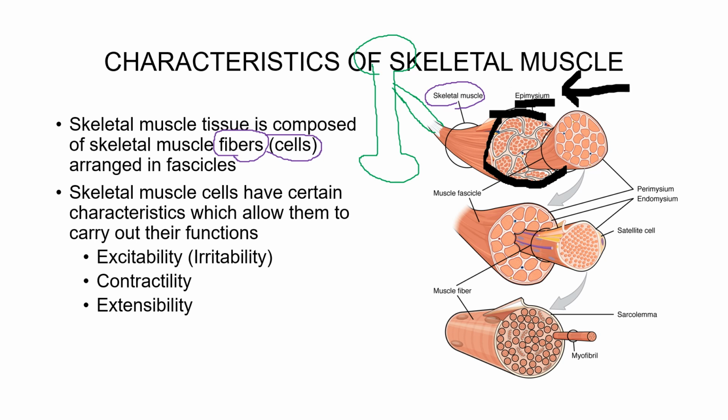So epi, if you just go back to our prefixes, we probably covered this around chapter 3 or 4, means over or above. If you remember the epidermis, that's a great example. The epidermis is the layer of skin above the dermis. So that's what we're talking about here. The epimysium is kind of above or on top of the entire muscle. All right, so let's clear that out and take a look at what's inside of the muscle.